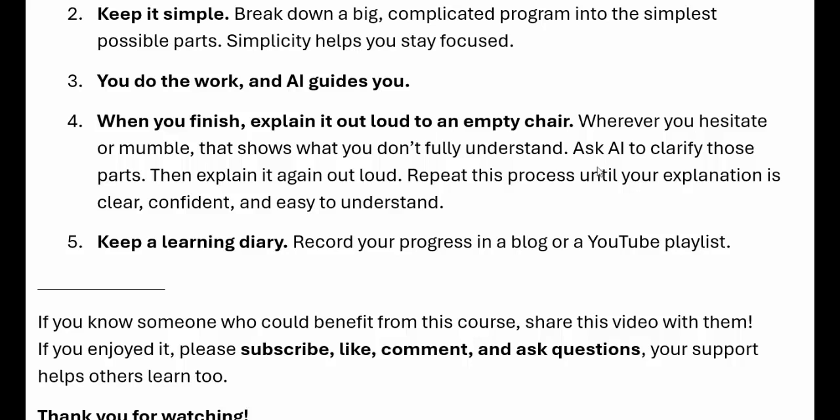Repeat this process until your explanation is clear, confident, and easy to understand. To whom? To some people who know nothing about this topic.